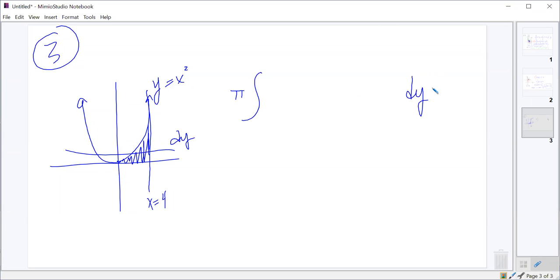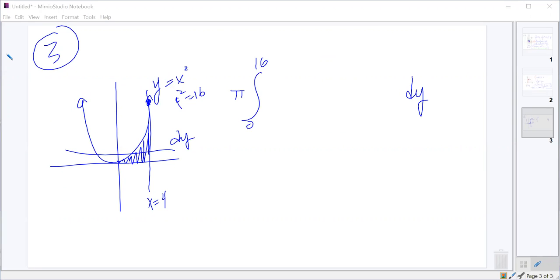And we have to integrate from the lowest point in this region, which is 0, to the highest point in the region, which is all the way up here, where x squared intersects with x equals 4. And 4 squared is 16, so that would be an integral from 0 to 16. Good with that part? Yeah. All right.